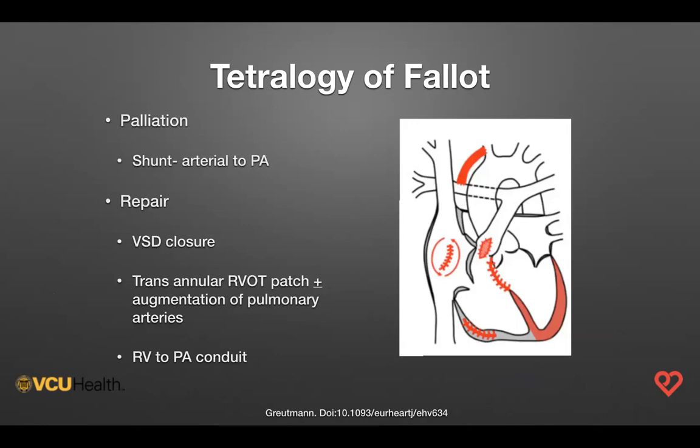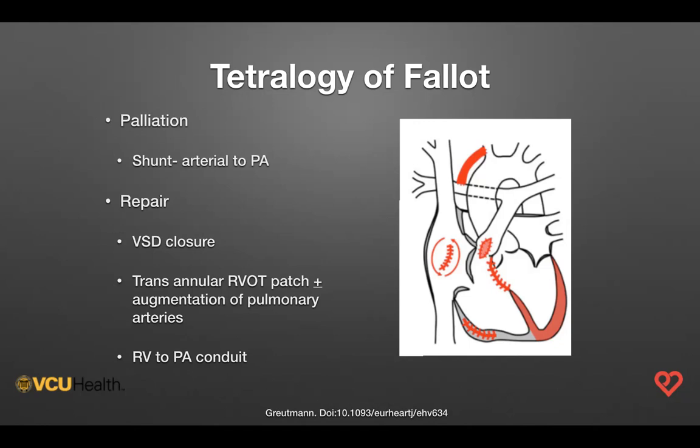You could also have something called a Waterston or Potts procedure, where the Waterston would be ascending aorta to the right PA, and then the Potts would be the descending aorta to the left PA. The important reason to know whether someone had one of these shunts, depending on how long they had these shunts, is that these patients can develop pulmonary hypertension.